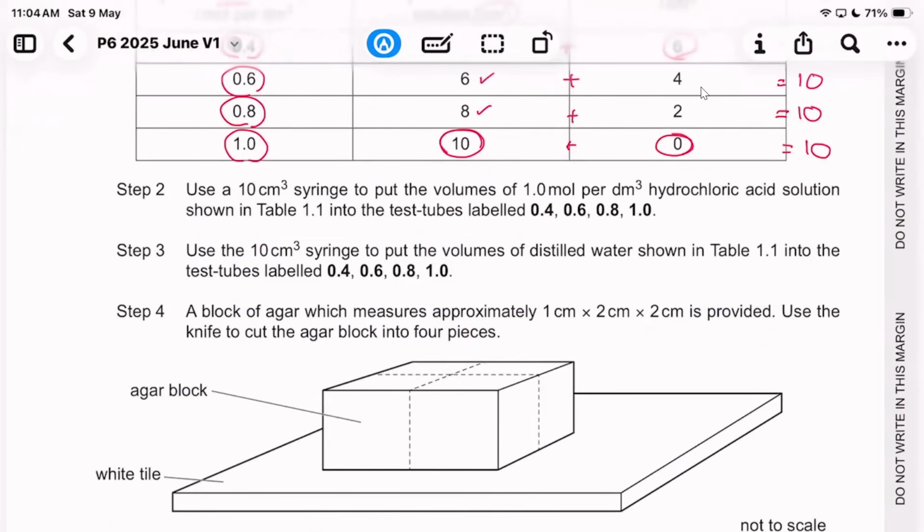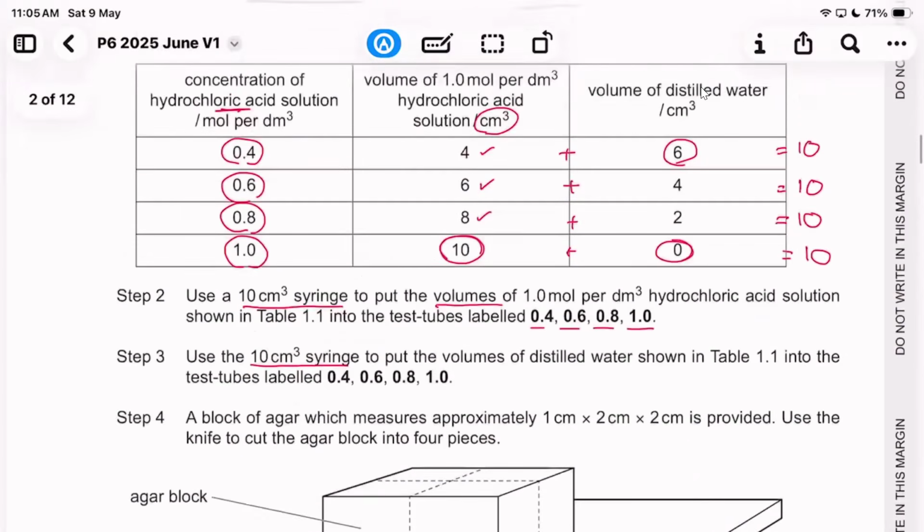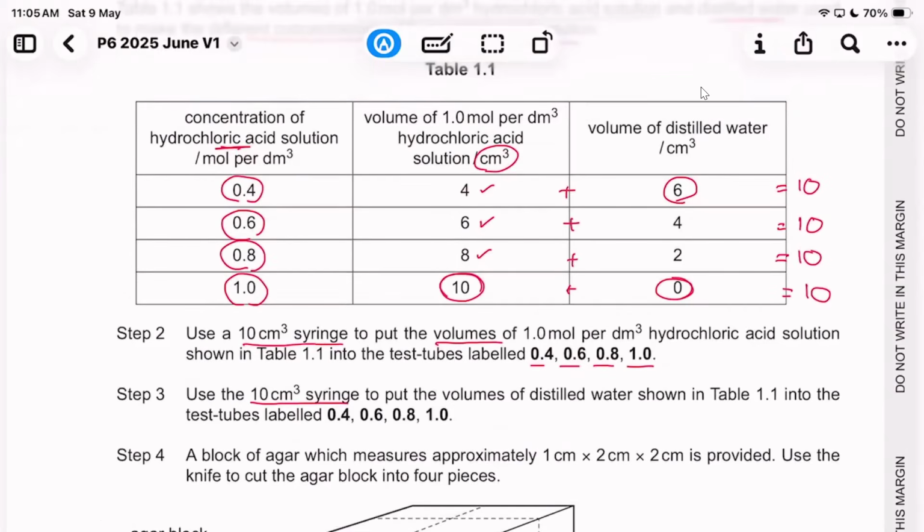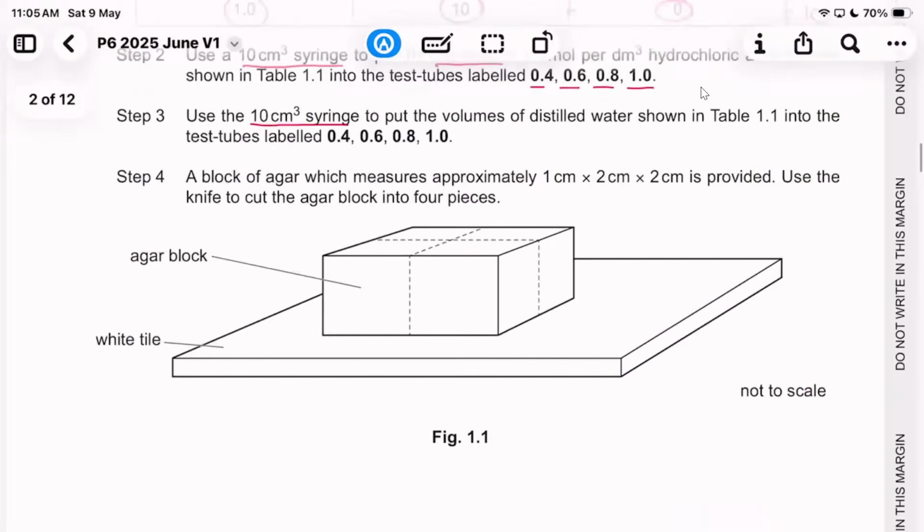Step number 2. Use a 10 cubic centimeter syringe to put the volume of 1 mole per decimeter cube hydrochloric acid shown in the table into test tubes 0.4, 0.6, 0.8, and 1. Use a 10 cubic centimeter syringe to put the volume of distilled water as shown in the table into test tubes 0.4, 0.6, 0.8, and 1. And they give us all the volumes of hydrochloric acid and distilled water to make different concentrations of acid.